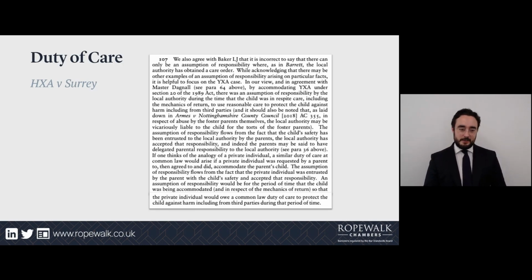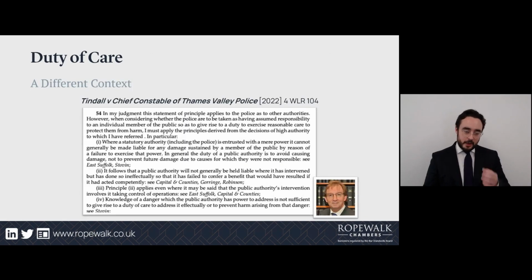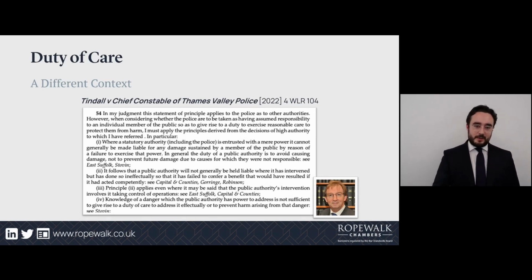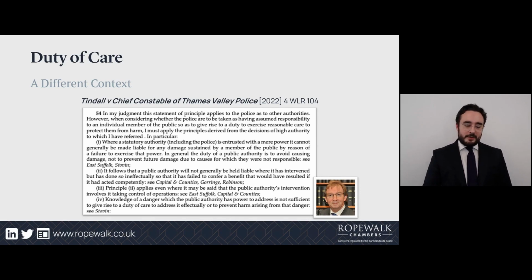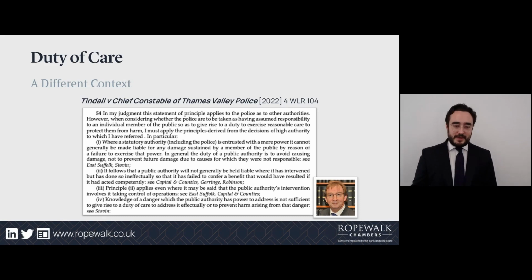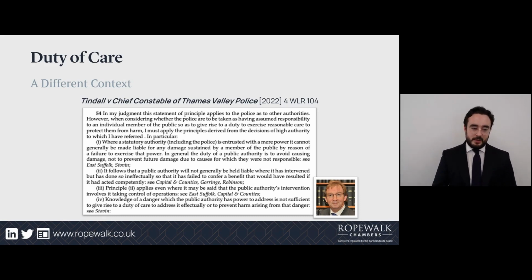Moving over to a different context, the police context, we have the case of Tyndall, and this is a slight step back in the timeline as it takes us back to 2022. Lord Justice Stuart Smith, who's on the slide there, in quite a characteristically impressive synthesis of principles, set out in paragraph 54 9 different factors that the court has to bear in mind when looking at public authority liability, obviously looking at this through the lens of police liability.